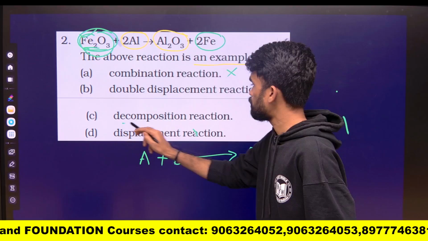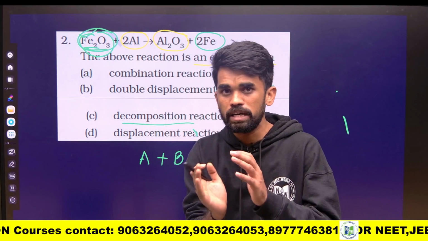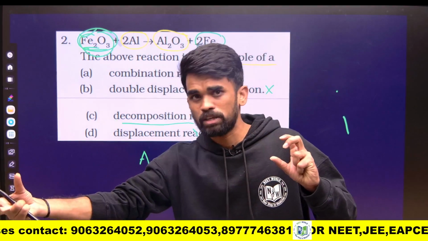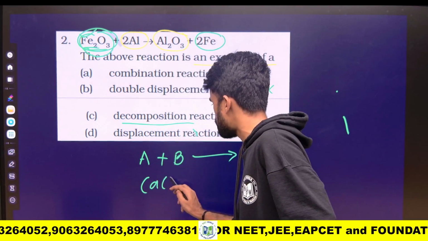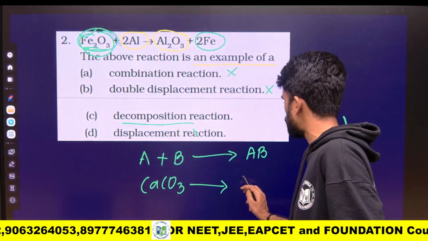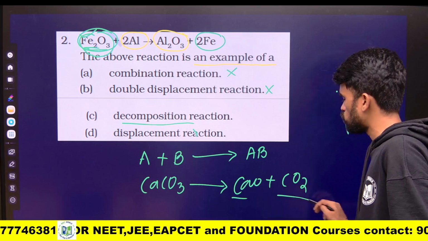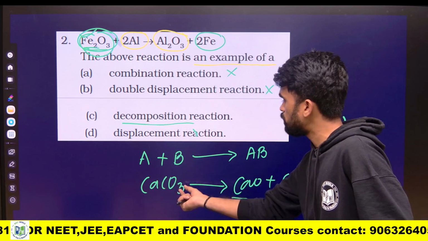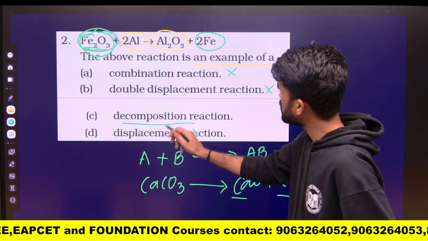Next, decomposition. So what do we mean by decomposition? If a compound decomposes, it should give the respective components of its composition. For example, calcium carbonate upon decomposition gives CaO plus CO2. Like this, the respective compounds should be obtained from the particular substrate. So this is not the decomposition.